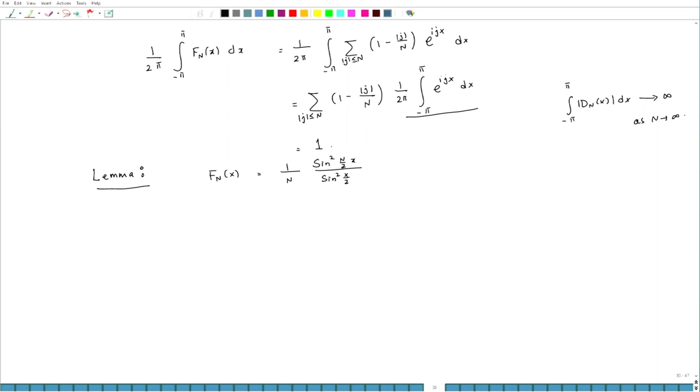What is the proof of this equality? Now, n times F_n(x), let's write it down. This is equal to the summation from n equal to 0 to n minus 1 of D_n(x). That is what our F_n is by definition. Now, this is equal to the summation from n equal to 0 to n minus 1 of sine (n plus 1 half) x by sine x by 2. That is the definition of the Dirichlet kernel.